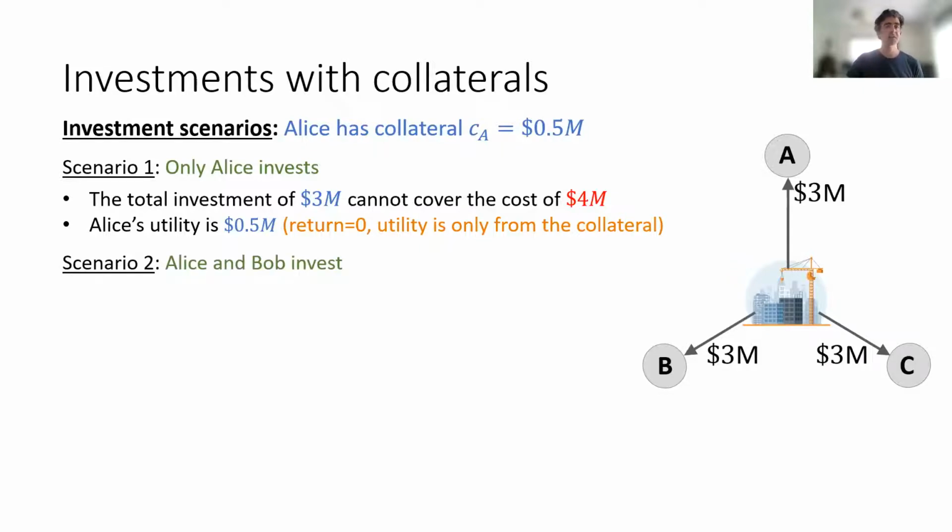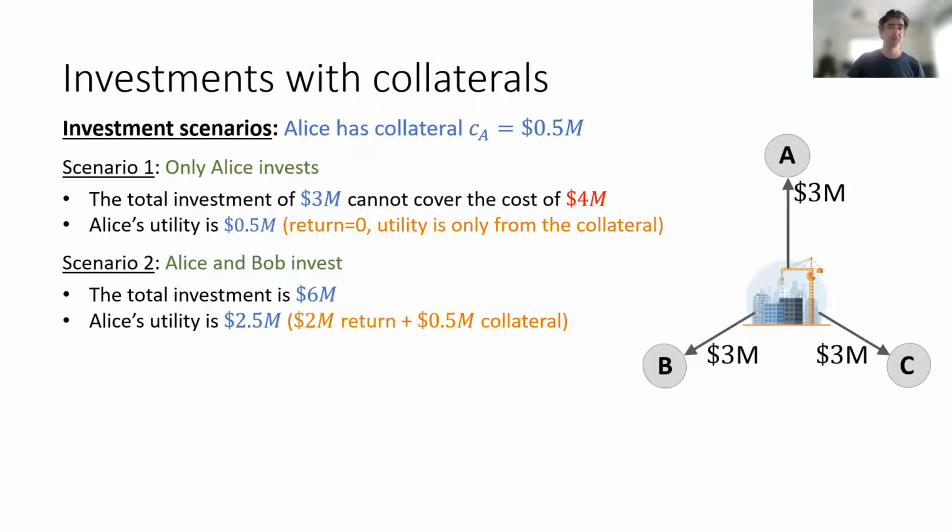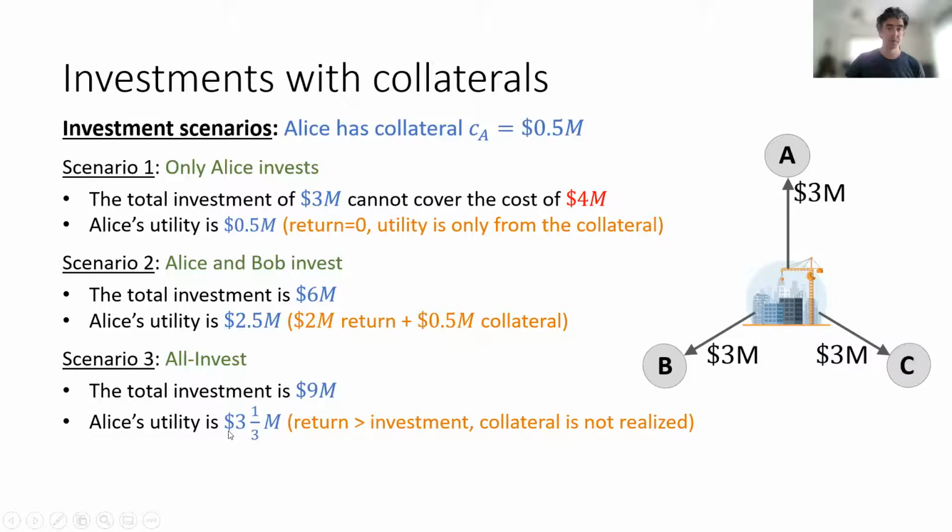The second scenario, Alice and Bob invest. Total investment as before is 6 million. Alice is going to get $2 million from the return, and she has also an additional $500,000 from the collateral. So she has 2.5. And in the third scenario, everyone invests. As before, Alice has profits, and so the collateral is not realized.